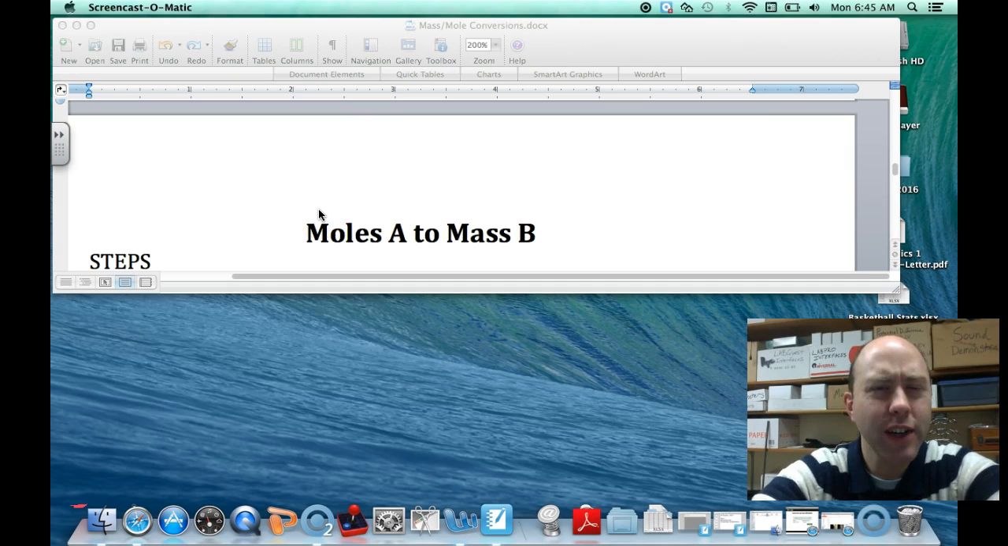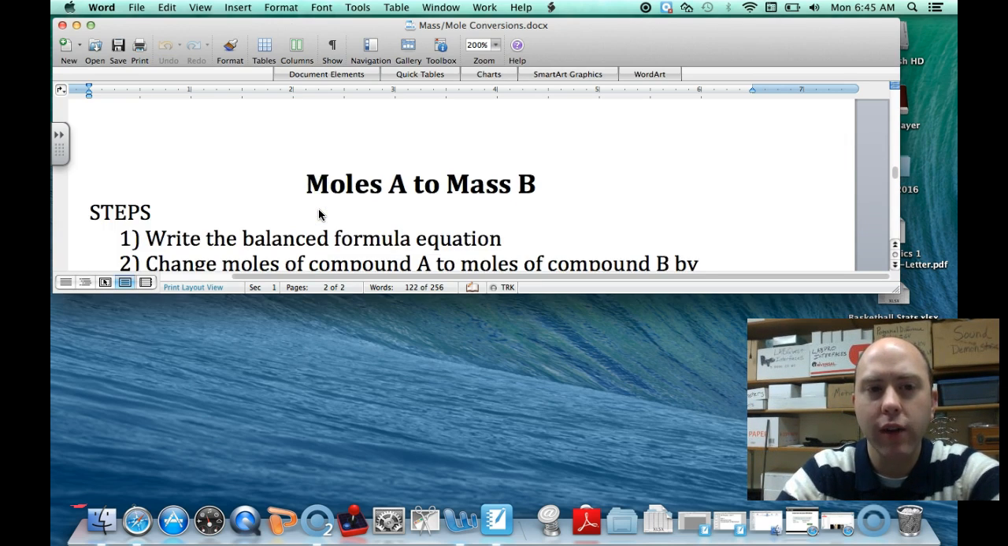Alright, so continuing on this topic of mass to moles and moles to mass of two totally different substances, let's go the other way. This time let's start with moles of something and then try to find the mass of something totally different. So step one, like always, with molar ratio, with mass A to moles B, step one, we need to write out the balanced formula.